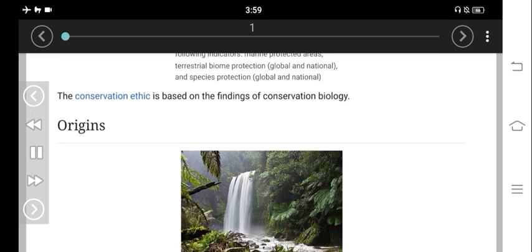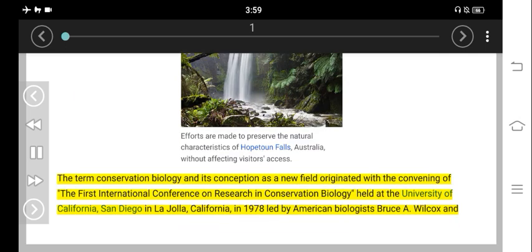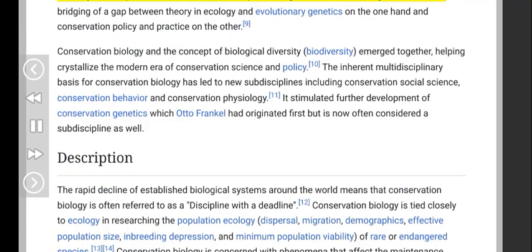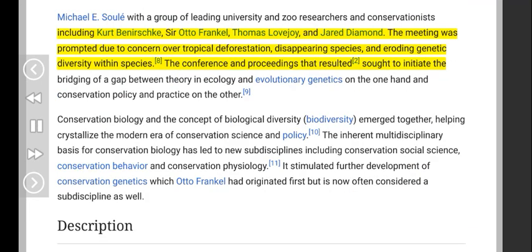The term conservation biology and its conception as a new field originated with the convening of the first International Conference on Research in Conservation Biology, held at the University of California, San Diego in La Jolla, California, in 1978, led by American biologists Bruce A. Wilcox and Michael E. Soule, with a group of leading university and zoo researchers and conservationists including Kurt Benirschke, Sir Otto Frankel, Thomas Lovejoy, and Jared Diamond. The meeting was prompted due to concern over tropical deforestation, disappearing species, and eroding genetic diversity within species.